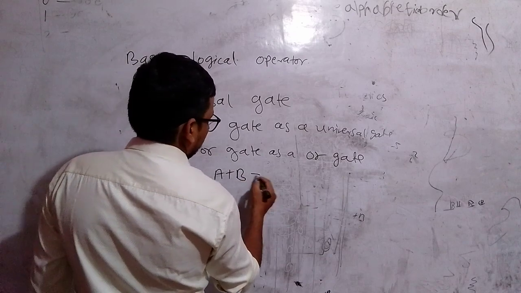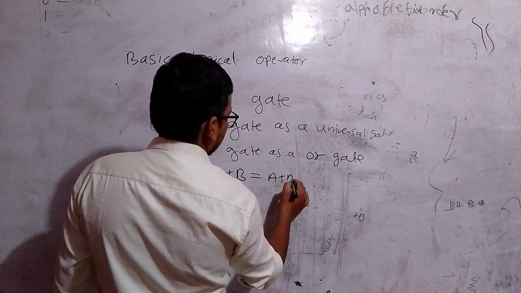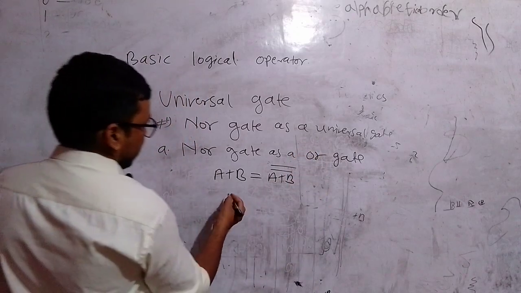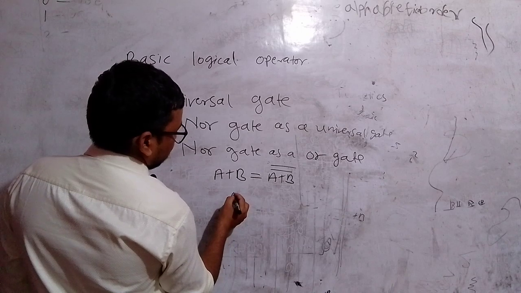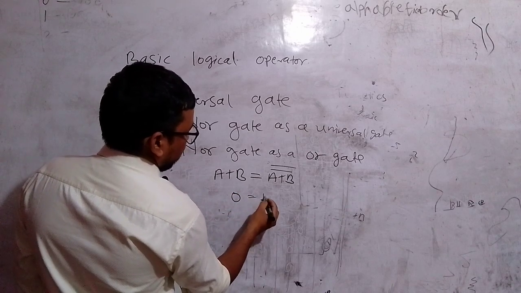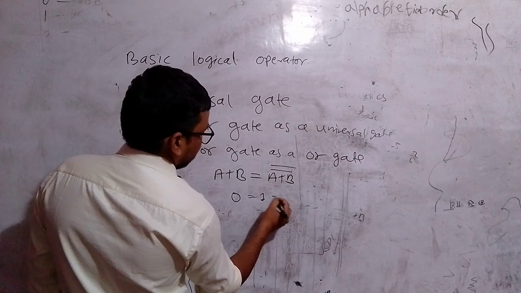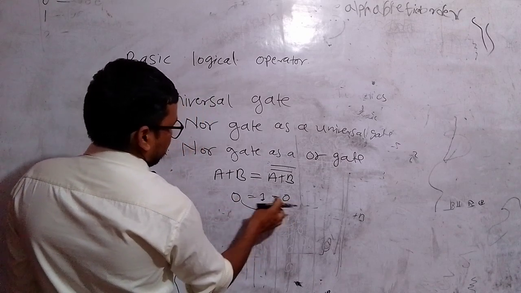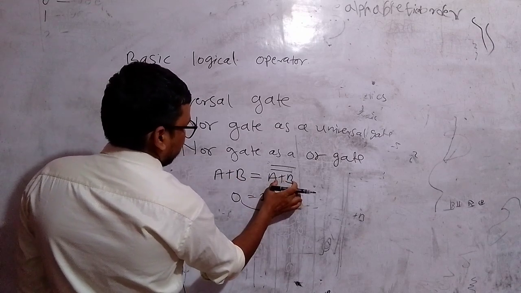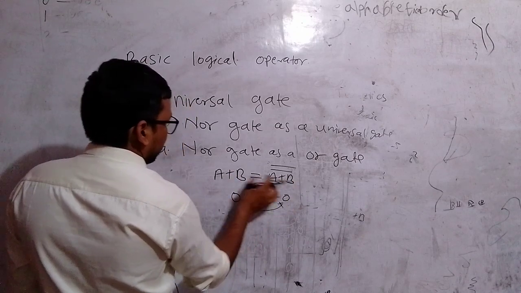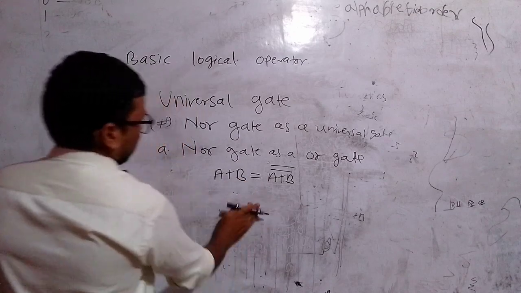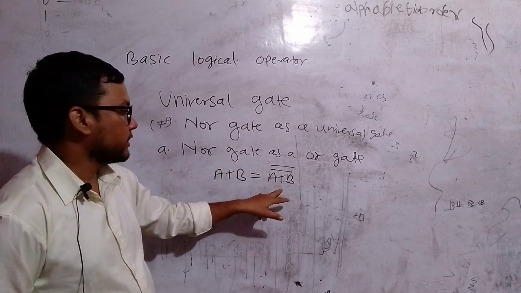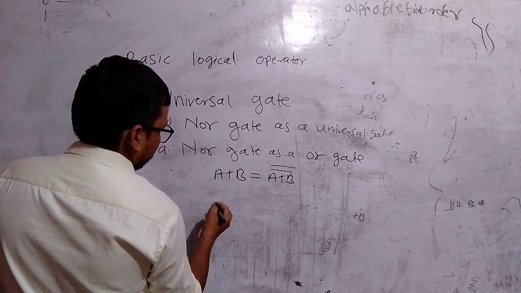Now, A plus B is equal to the double complement of A plus B. Why? Because a single complement of 0 is 1, and again if we do the complement of 1, it gives 0. That means the input is given as output. That means the double complement of these terms is equal to these terms only. Now we use the NOR gate to depict these expressions. Now let's see.